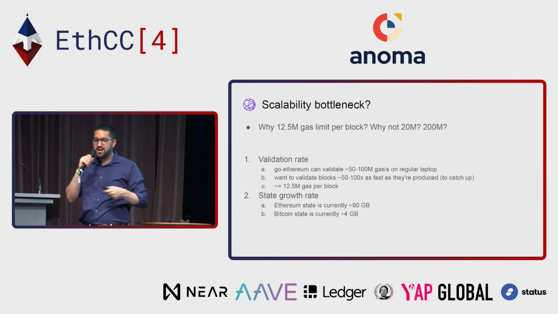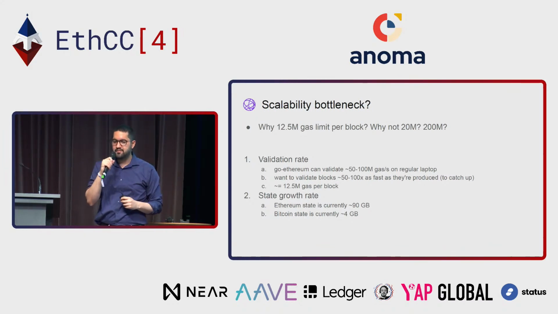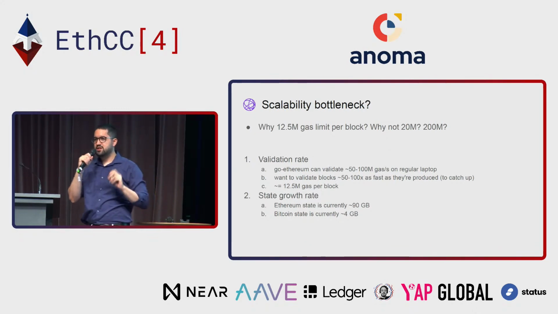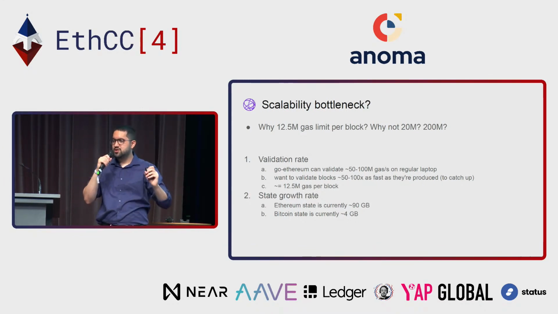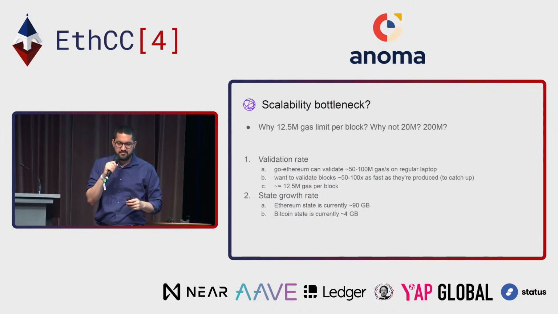If you increased the gas per block, or decreased, say, the block time, then you'd be hurting this validation rate. You wouldn't be able to validate blocks as fast, which means a full sync would take longer and longer and longer. Potentially, if the chain has a huge gas limit and you have a regular laptop, it could take you years to catch up to the head. That's, of course, not very decentralized, right?